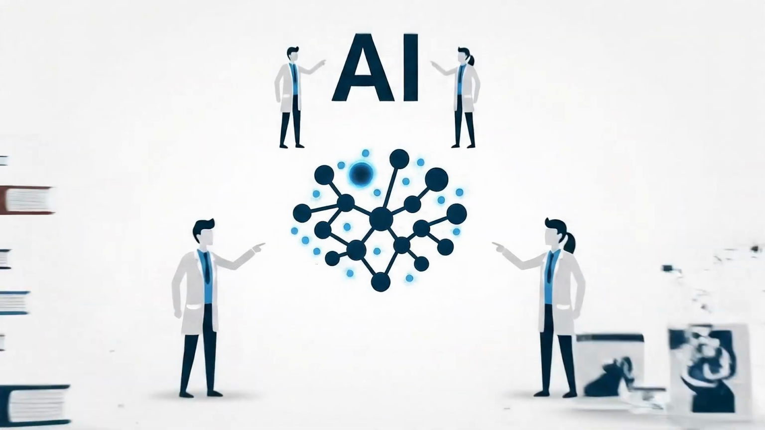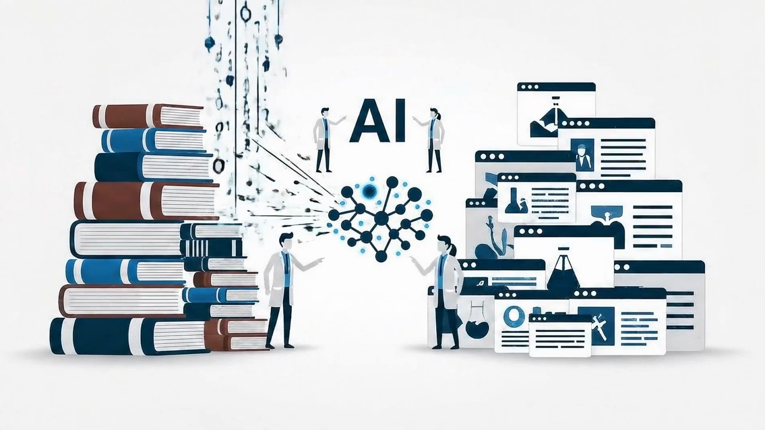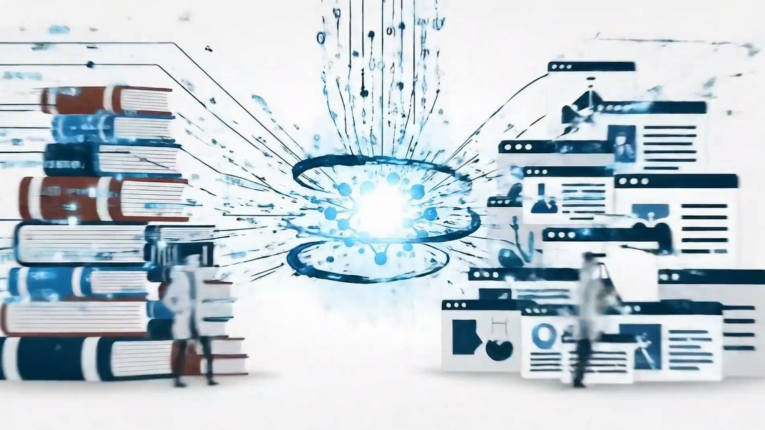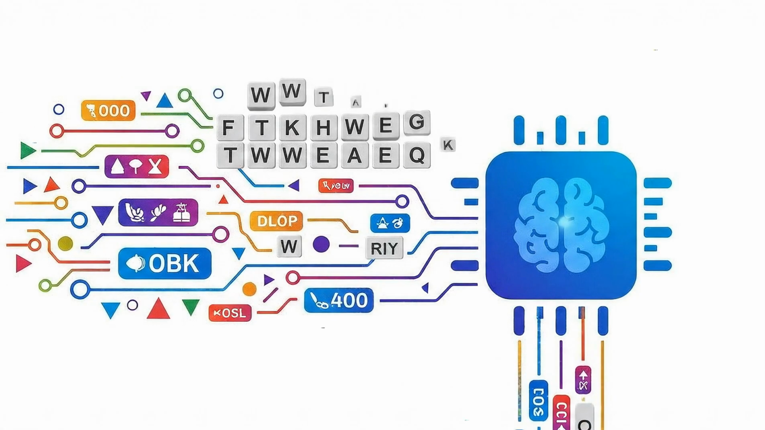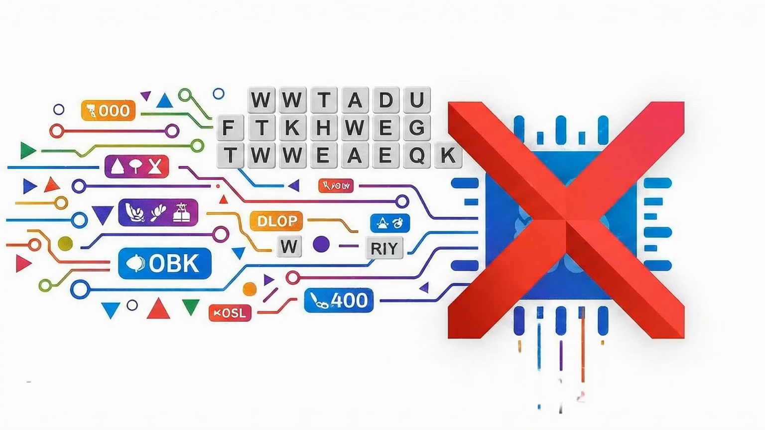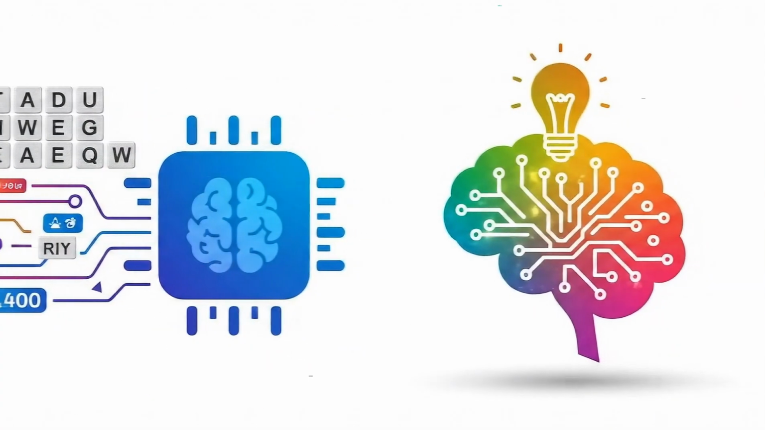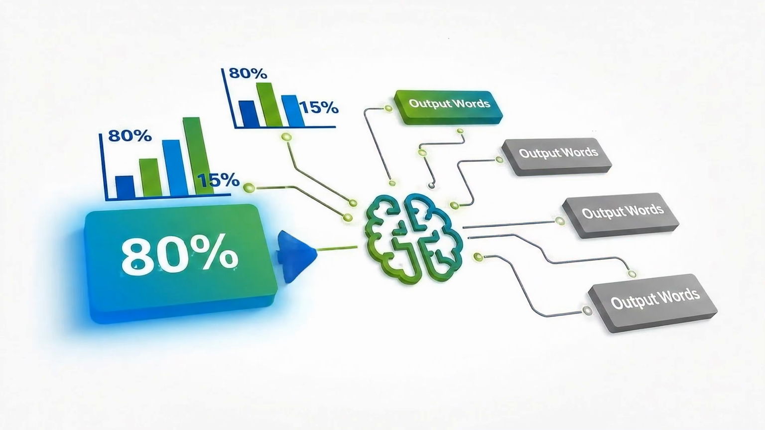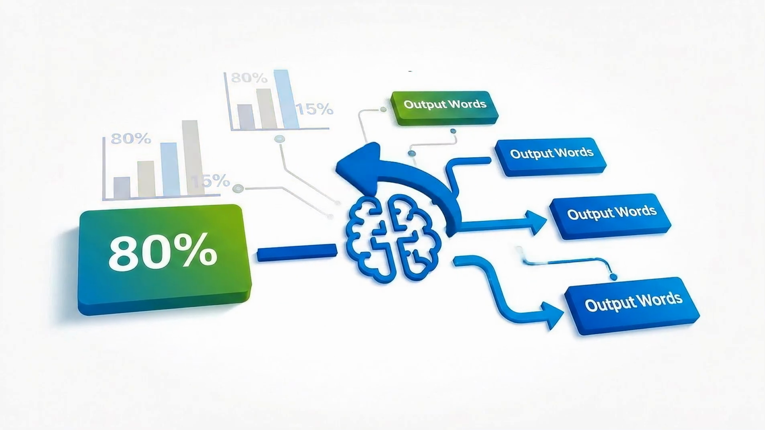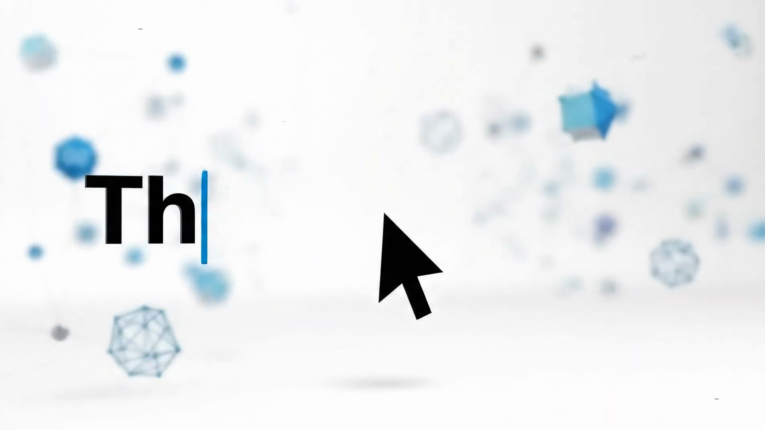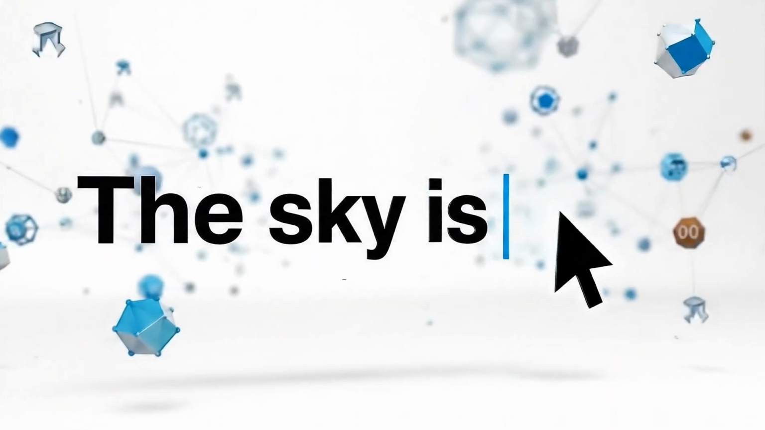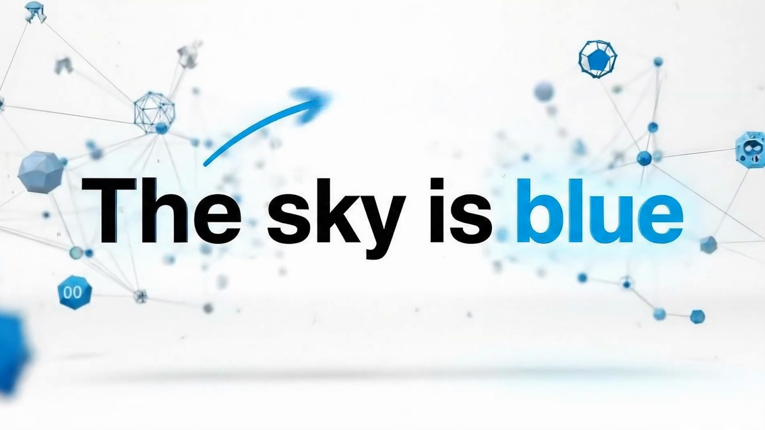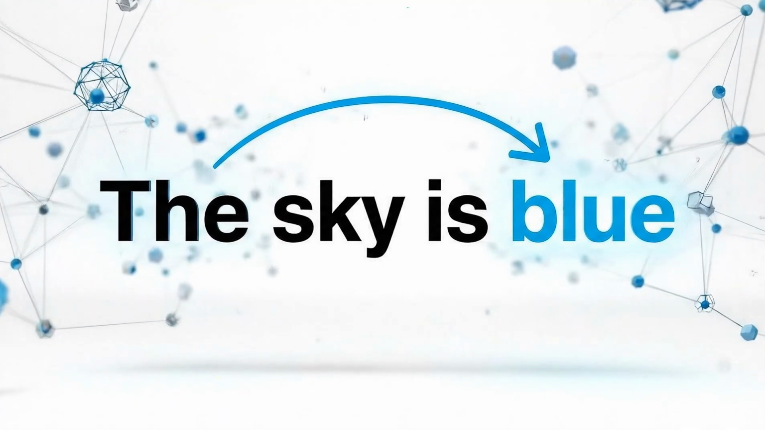To build one of these models, researchers show it billions of pages of text from books and websites. The model reads through all this data to learn how words usually fit together. It does not actually understand the world like a human does. Instead, it learns the probability of what comes next. For example, if you type the words, "the sky is," the model knows that the word "blue" is very likely to follow, based on everything it has read before.